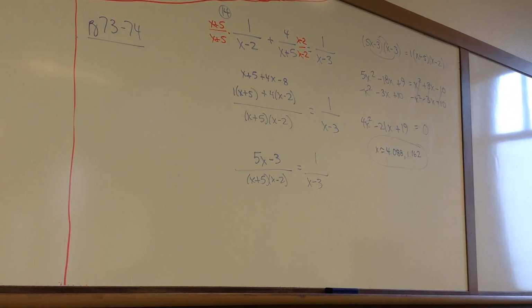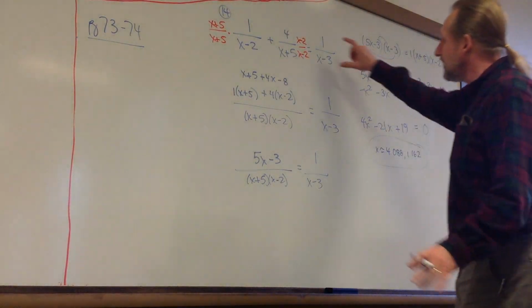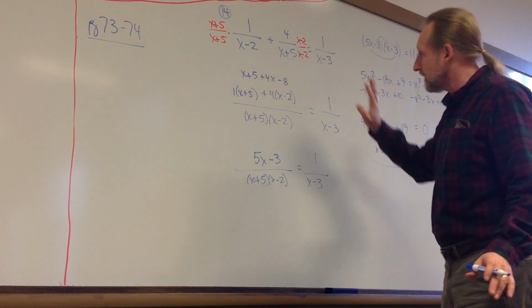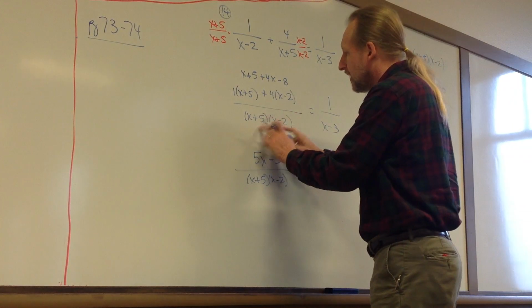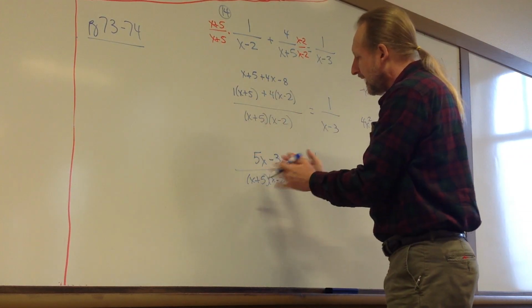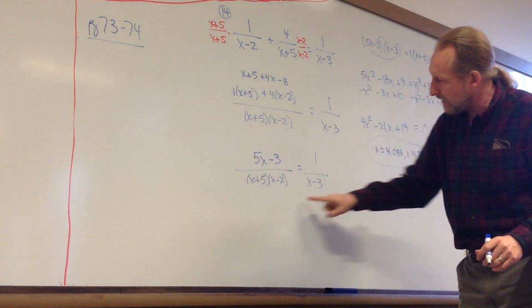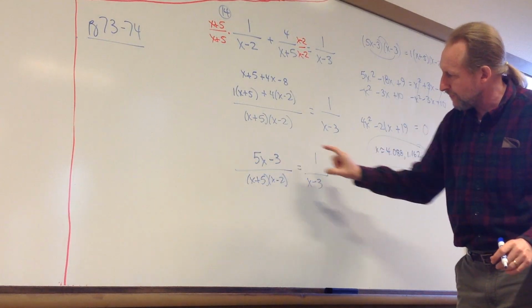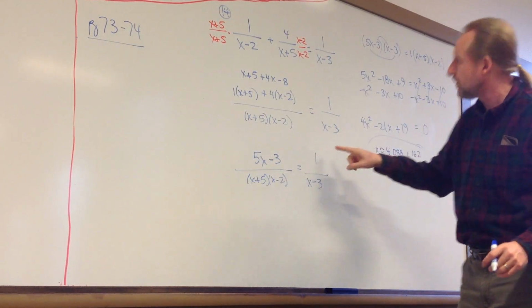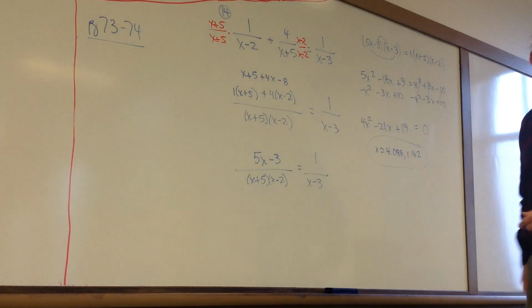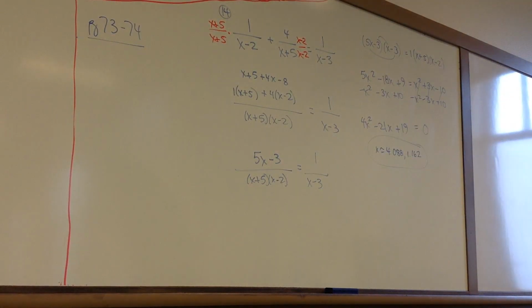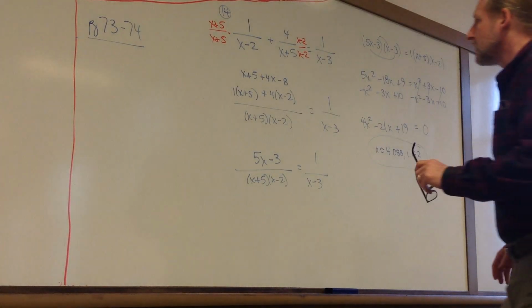So just to review what we did here, we had a single fraction over here, so we just left it alone. Over here, we took these two fractions, made a common denominator, and added them together. Now that we've got a fraction equal to a fraction, you can cross multiply and then solve the quadratic that comes out of it. Okay, let's look at one or two more of these.